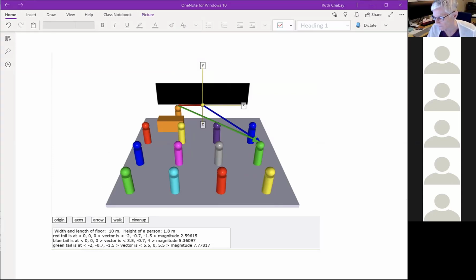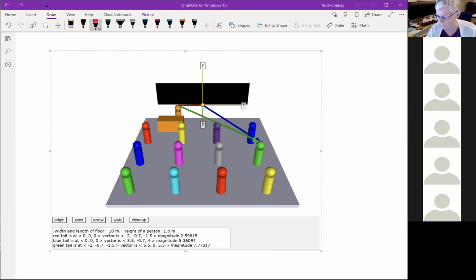Okay, so we've drawn these three vectors here. We have a red vector. We have a blue vector. It doesn't look super blue, does it? And we have a green vector.